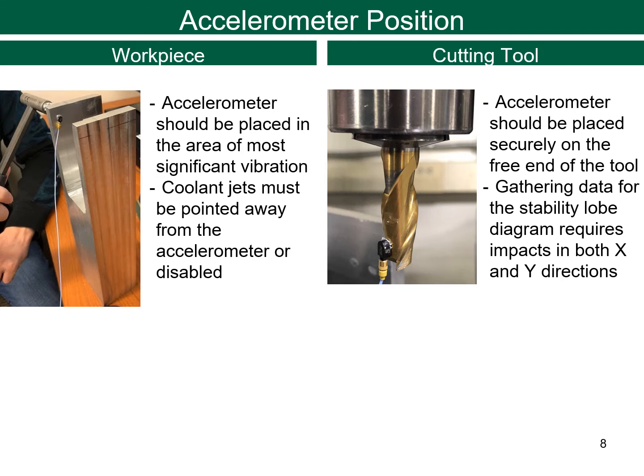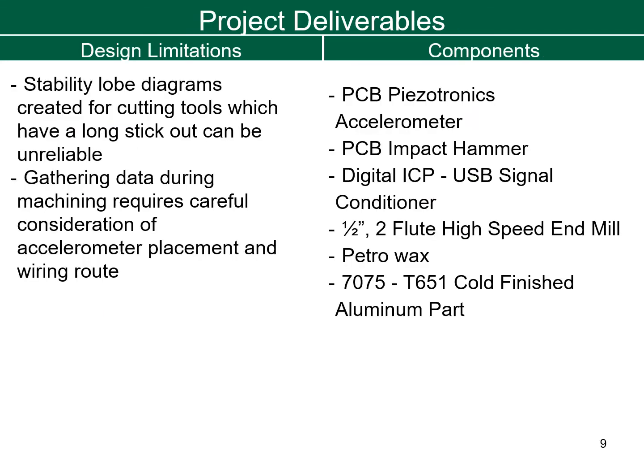Accelerometer position on the workpiece should be placed on the area of most significant vibration. Coolant jets should be disabled. On the cutting tool, the accelerometer should be placed securely on the free end of the tool. Gathering data for the stability lobe diagram requires impacts in both the X and Y directions. Stability lobe diagrams created for cutting tools which have a long stick out can be unreliable.